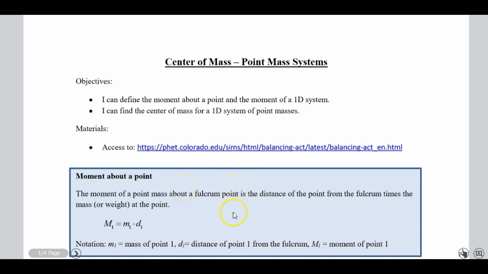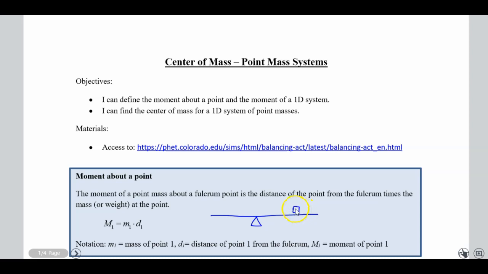If you were to draw a picture of what that looks like, you'd have, say, some one-dimensional beam. We're going to put our fulcrum right here. So this point right here is what we call the fulcrum. That's our center, where everything should balance out. If everything is where it needs to be, we're going to place a little mass over here. So this could be say like 10 kilograms or something like that.